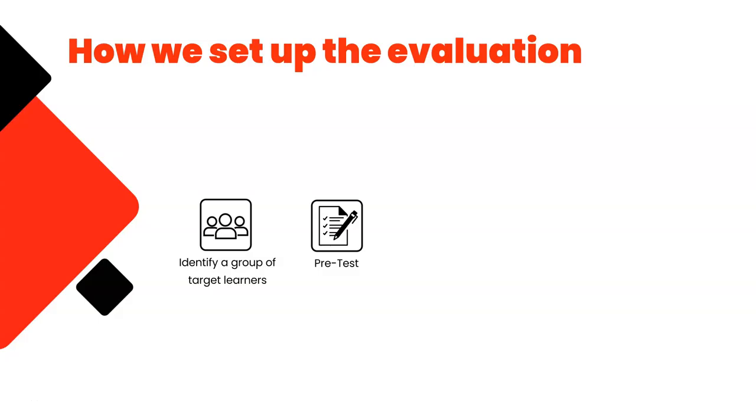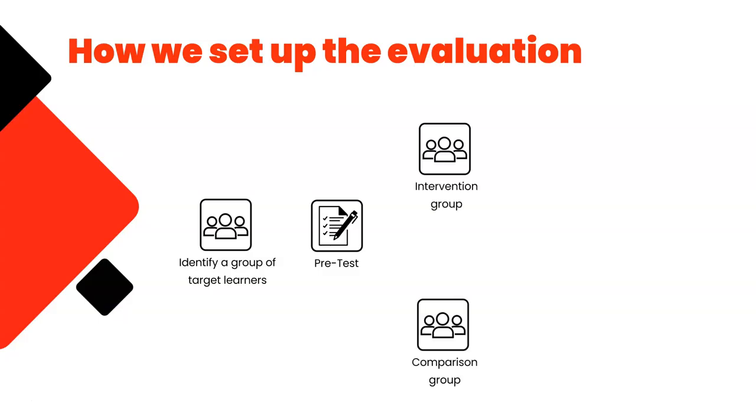The first thing we ask you to do is identify a group of target learners and then complete the pre-assessment task with all learners. You'll then enter the data into the What Worked Teachers platform, and this will randomly allocate them into an intervention and a comparison group.